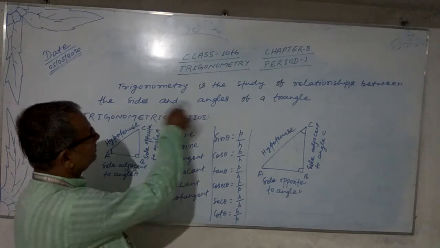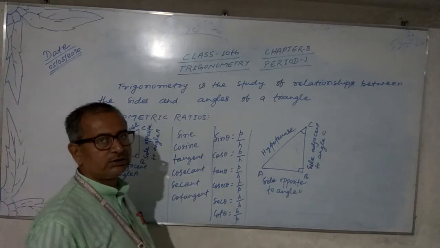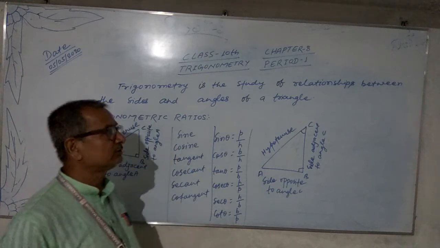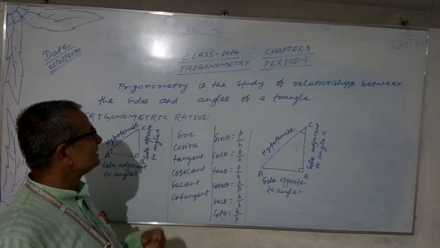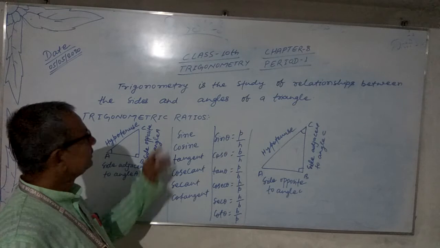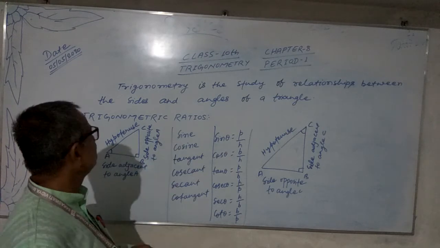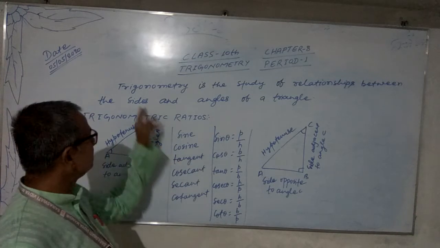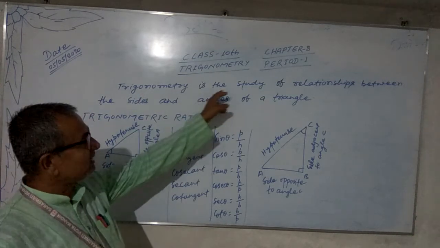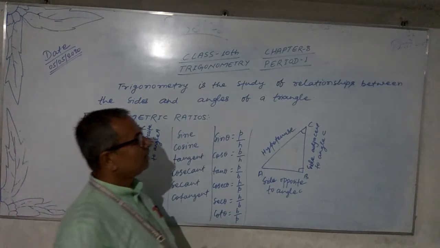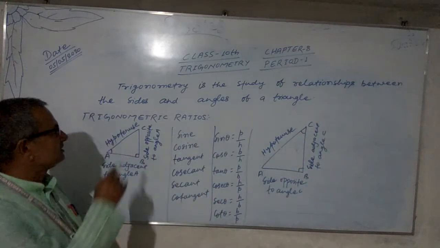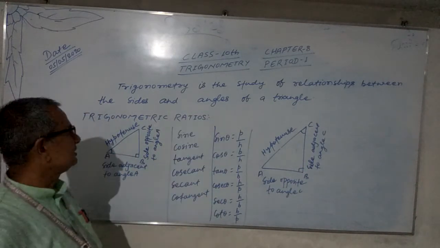तो सबसे पहले, ट्रिग्नोमेट्री है क्या? This is the new branch of mathematics in which we deal with the relationship between the sides and angles of a triangle. That's why we can say that trigonometry is the study of relationships between the sides and angles of a triangle.